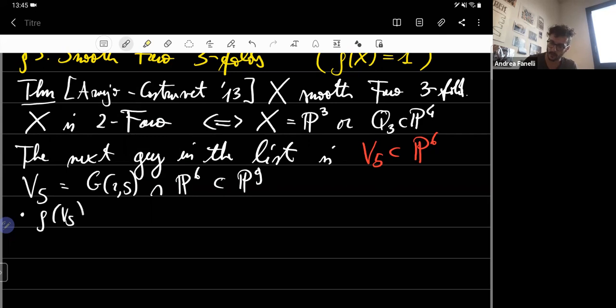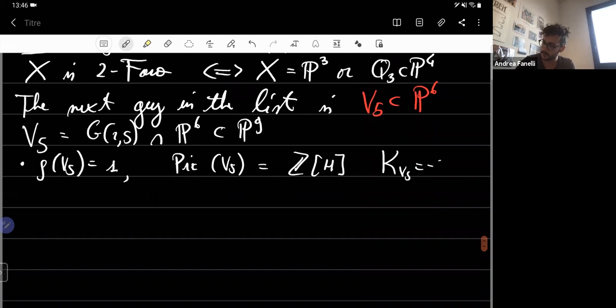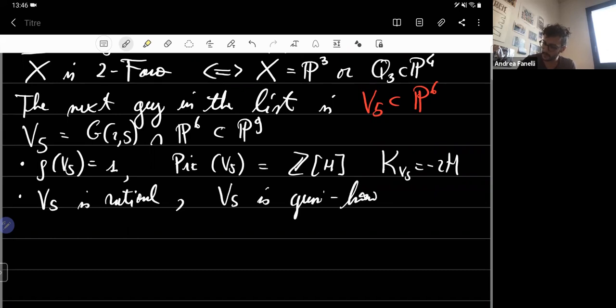Of course the Picard rank is 1. The Fano index is 2. So with H the hyperplane class, the canonical divisor of this V5 is just -2H. Also, V5 is rational, so very close to P3 and Q3. V5 is not homogeneous, but quasi-homogeneous. So it is kind of close to all the classes I mentioned before.